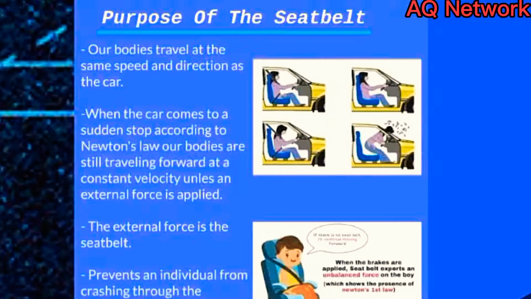The seatbelt is designed to act as the external force on our bodies to prevent us from continuing to exhibit a constant inertia in the forward direction while the car comes to a sudden stop. This is because our bodies do not recognize the car has stopped and want to continue in the direction and constant velocity it was once at. This is why it is very important to wear your seatbelt when in a motorized vehicle to prevent any individual from going through the windshield of the car.